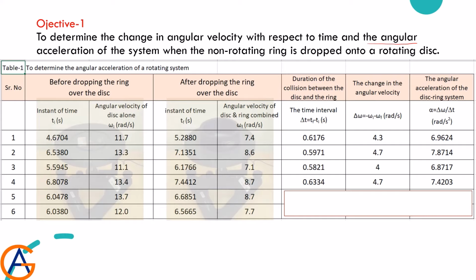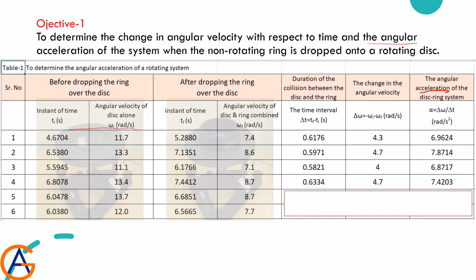The reason is that there is a change in the moment of inertia of the system. Before, the moment of inertia of the system is simply the disk. After, it is because of the disk and ring together. So the moment of inertia is changed, so there is a change in the angular velocity. Because of the change in the angular velocity, there is an angular acceleration. So let's tabulate the data we obtained.